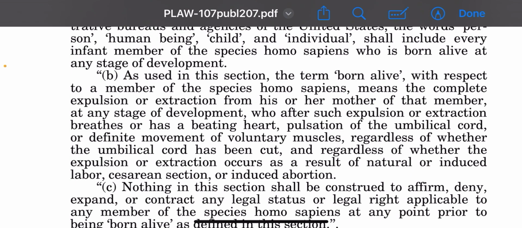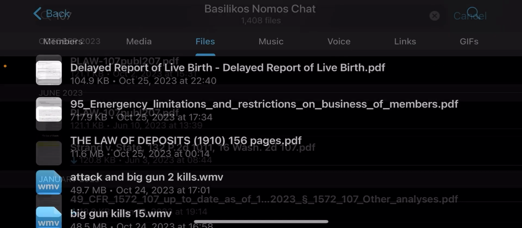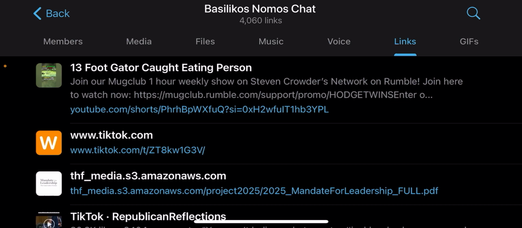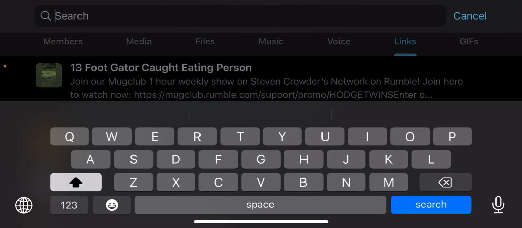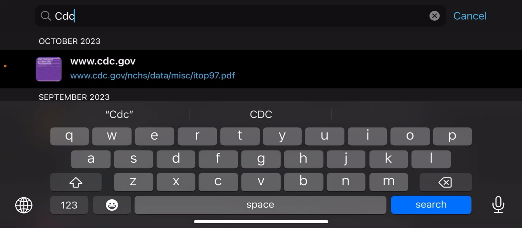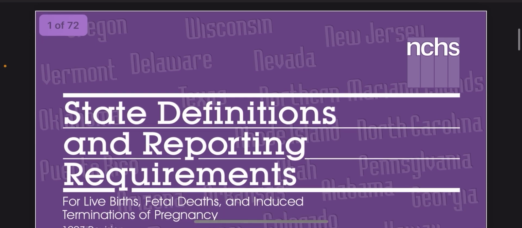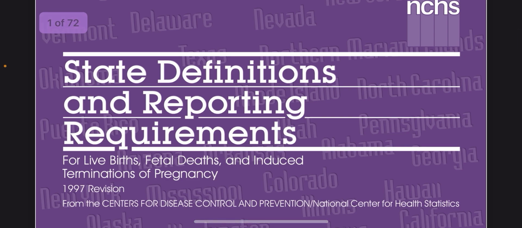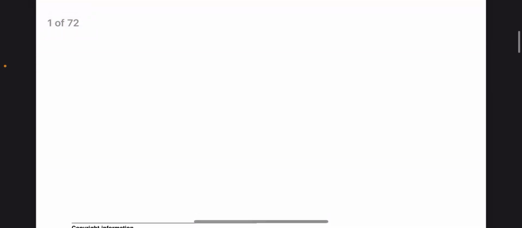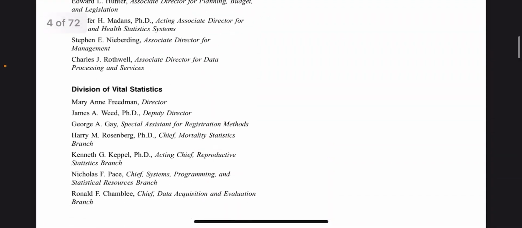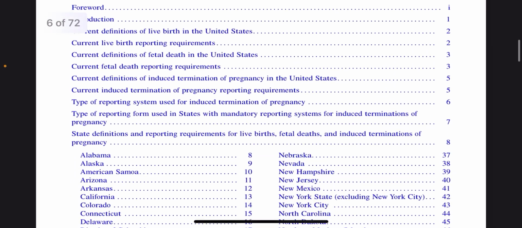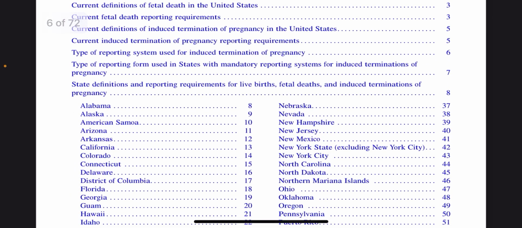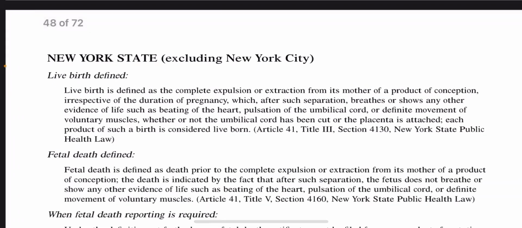Now, let's go here. Let's go to the links. This is in my Telegram chat. Anybody can see this. I'm not sharing anything that you can't find. State definitions and reporting requirements. There's that phrase again, live birth, live born, born alive. They're legal terms. Now, let's go. This is all 50 states. You can find it. Let's go down to New York State, excluding New York City. First paragraph.